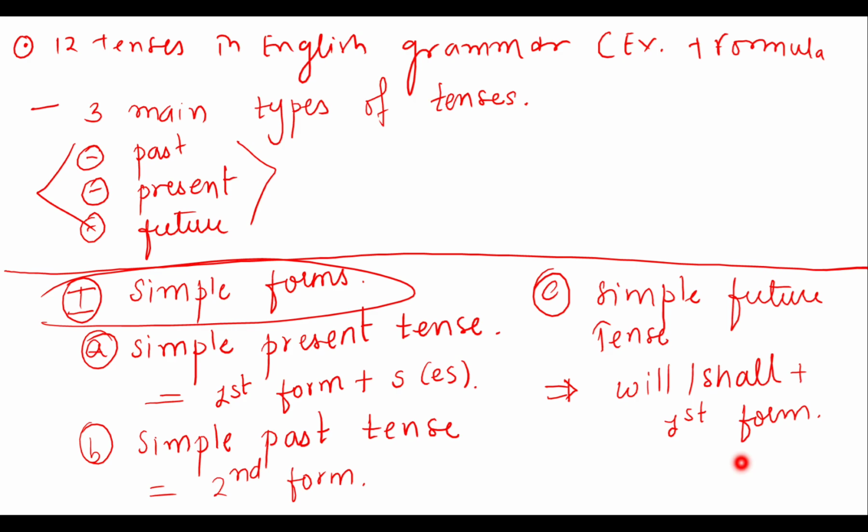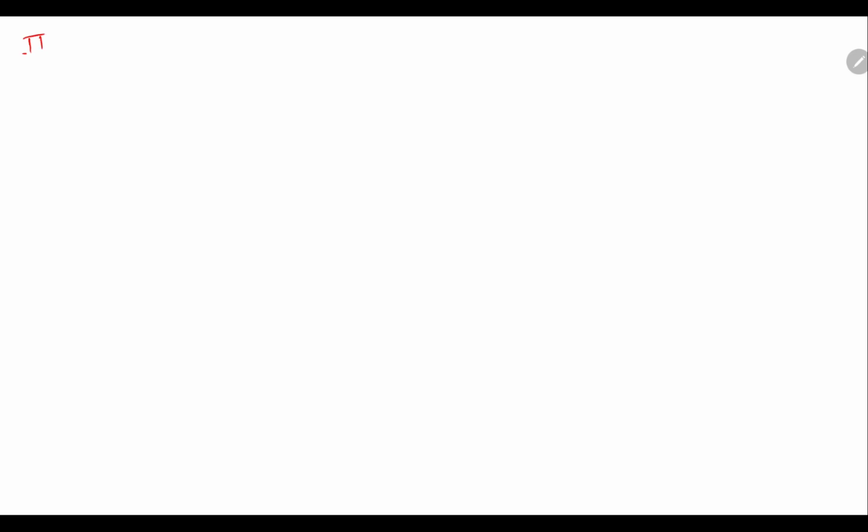In simple present tense we are going to use the first form plus s or es. The second form is used in the simple past tense, and will and shall, will or either shall, दोनों में से एक, प्लस फर्स्ट फॉर्म विल बी यूज्ड इन दी सिंपल फ्यूचर टेंस. सो दिस वाज द फर्स्ट स्टेप, दैट वाज द सिंपल फॉर्म्स. नाउ द सेकेंड टाइप विल बी प्रोग्रेसिव फॉर्म्स. इसके पहले का जो हमने पढ़ा था दैट वाज simple forms. Now the second type is progressive forms.